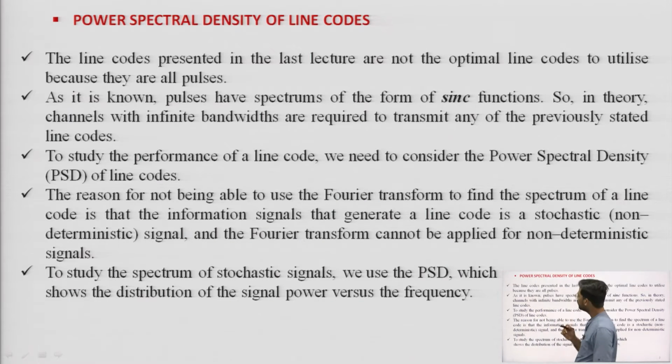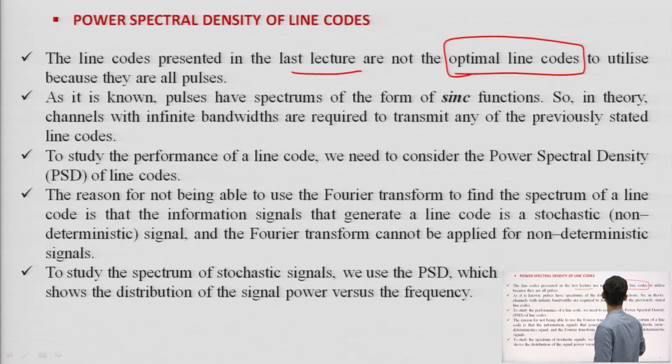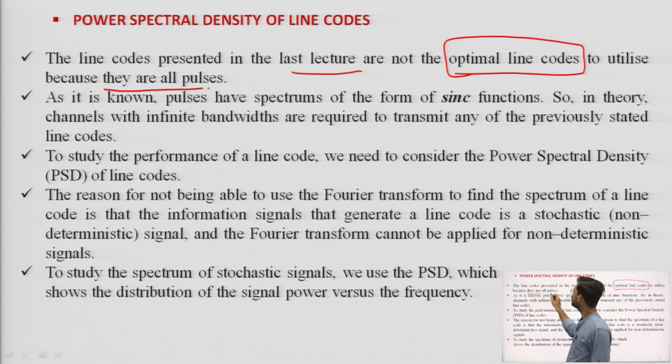So, why we need power spectral density? Why we need to calculate the power spectral density of a line code? So, the line codes presented in the last lecture are not the optimal line codes to utilize because they are all pulses. So, as these are pulses, it is the way of converting the bits into signals using the line code techniques, and we can say they are not the optimal line codes.